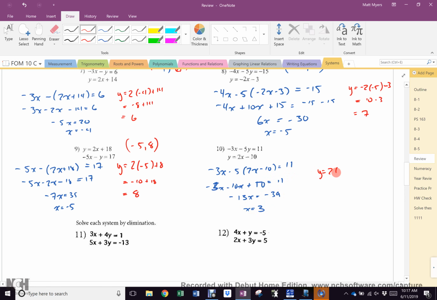Y equals 2 times 3 minus 10, 6 minus 10, negative 4. 3, negative 4. 2 marks each for all of it.